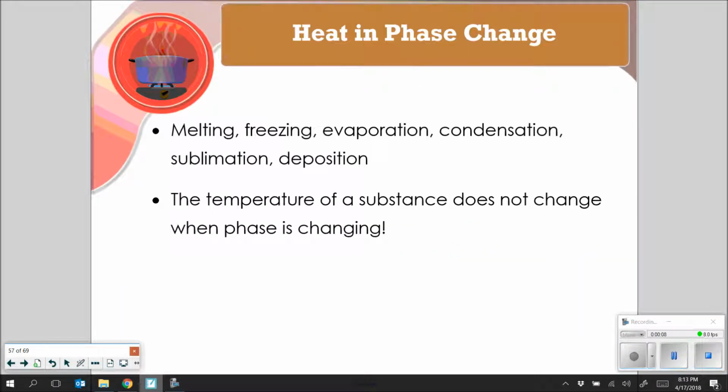In this particular part of the unit, we're going to be using a lot of vocabulary to discuss the actions of phase change, including melting, freezing, evaporation, condensation, sublimation, and deposition.